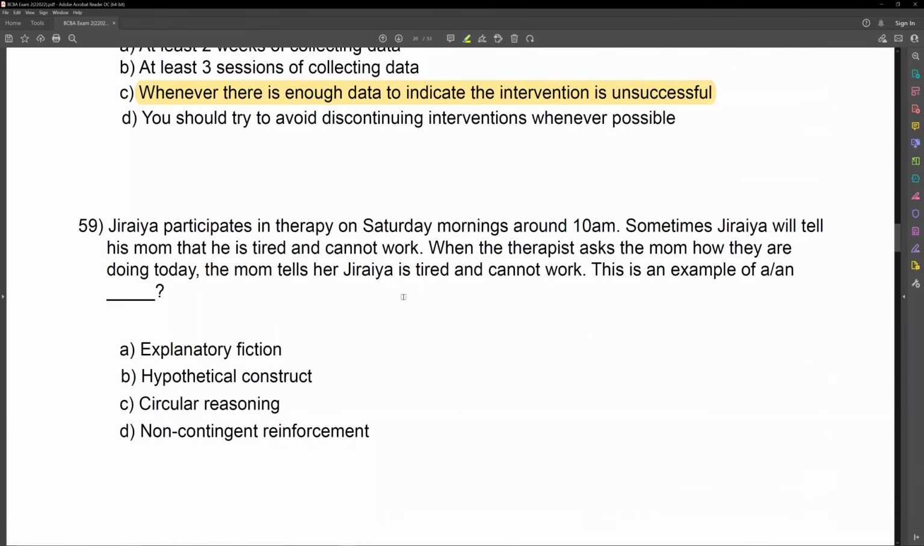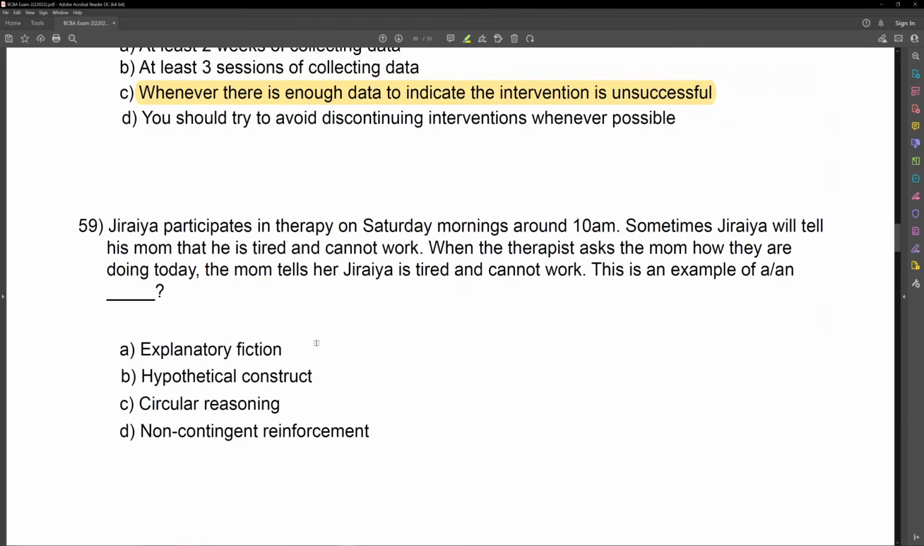59. Jariah participates in therapy on Saturday mornings around 10 a.m. Sometimes Jariah will tell his mom that he is tired and cannot work. When the therapist asks the mom how they are doing today, the mom tells her Jariah is tired and cannot work. This is an example of a and what.